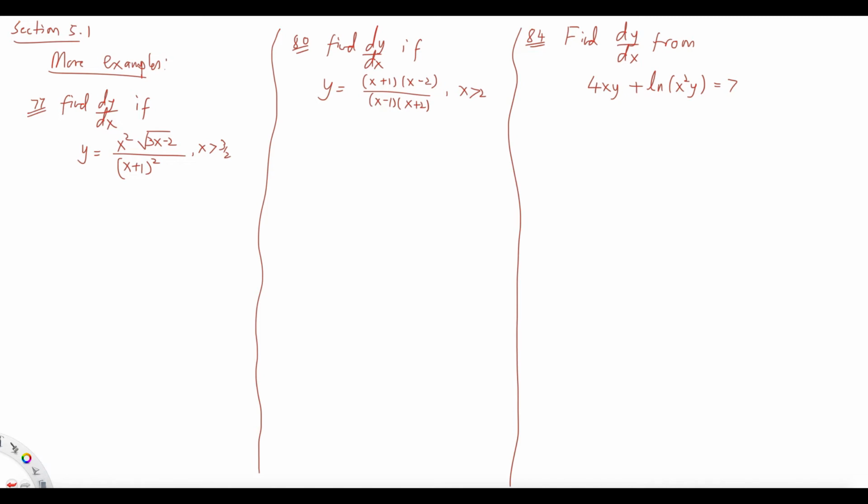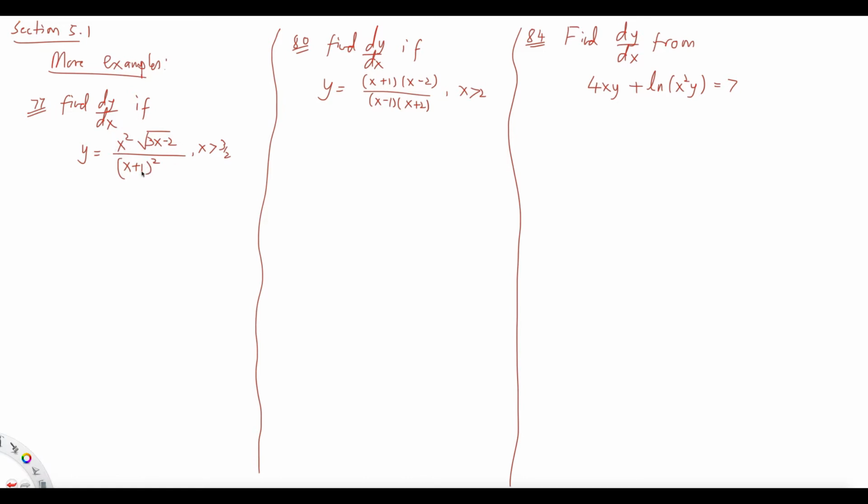Alright, in this video we will see more examples of finding the derivative of functions using the natural logarithm. We know we will use the properties of the log for this. Here is question number 77 from the book. You want to find dy over dx if y equals that.